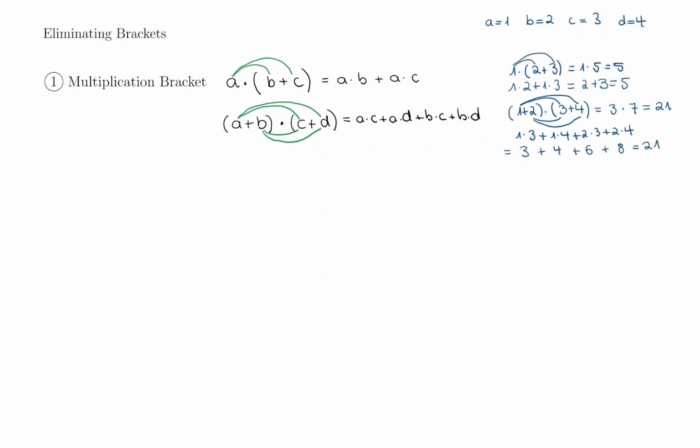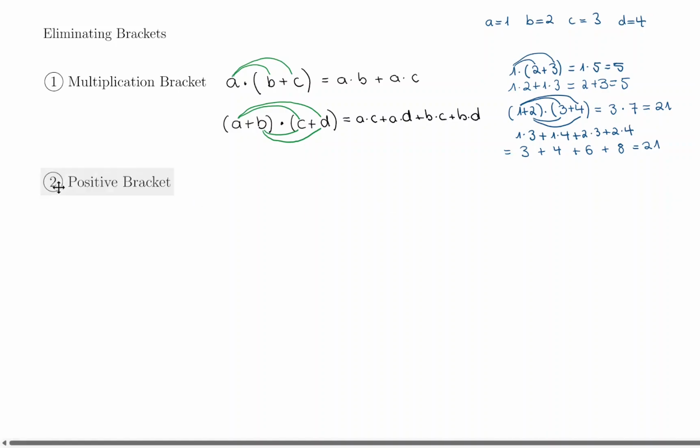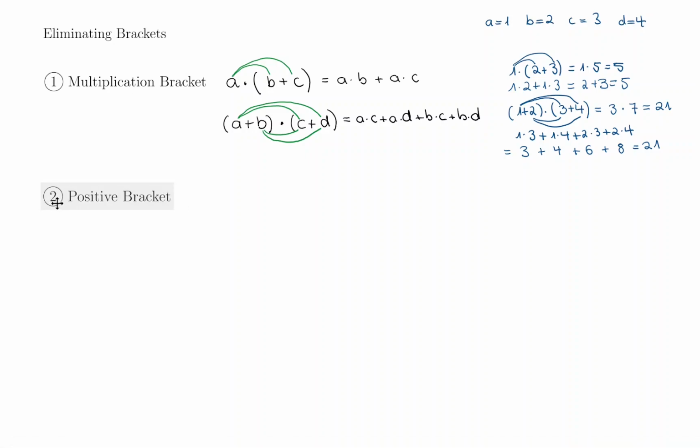Okay, so that's it for the first bracket type, for the multiplication bracket, where we had a multiplication sign directly in front of the bracket. So let's continue with our second type of bracket, which is the so-called positive bracket. So what do I mean by that? Let's assume we have something like this.